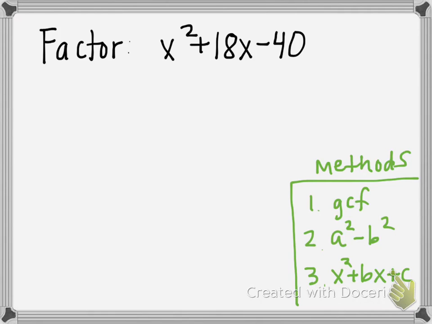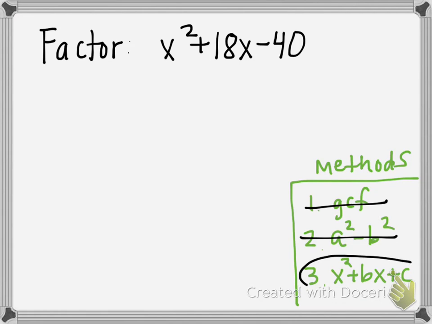So method number 1, GCF. Do they have anything in common? Is there a number I could divide all of them by, or do they share any x's? Definitely not, so we could cross that method out. Number 2 would be the difference of squares. That has to have two terms, and this is a trinomial, so we could cross that method out.